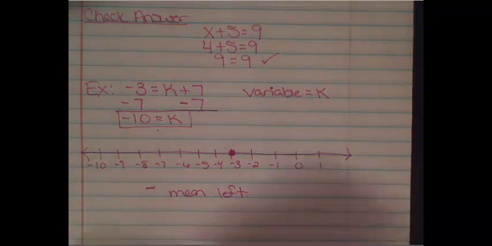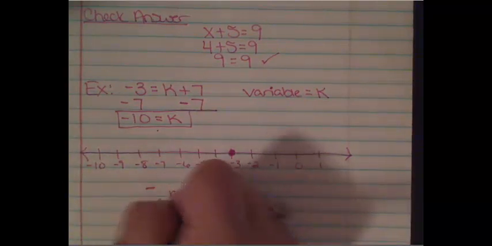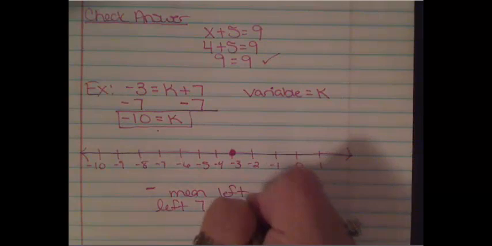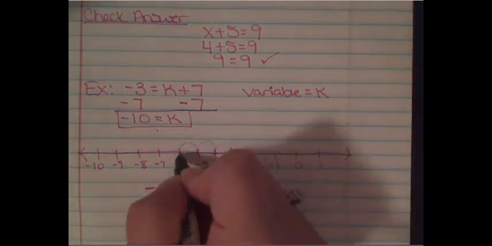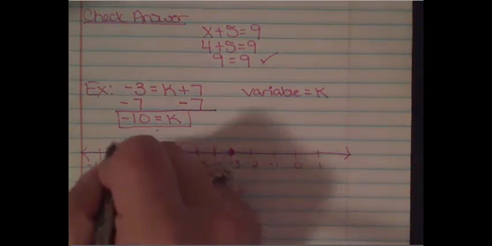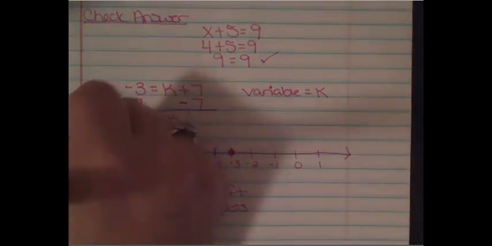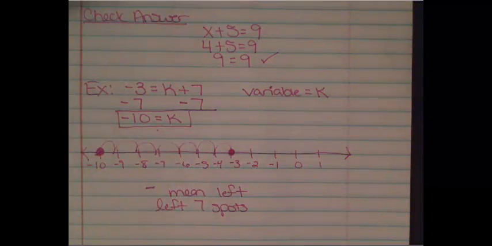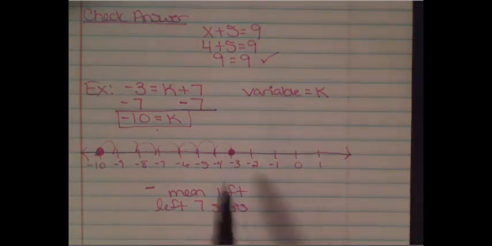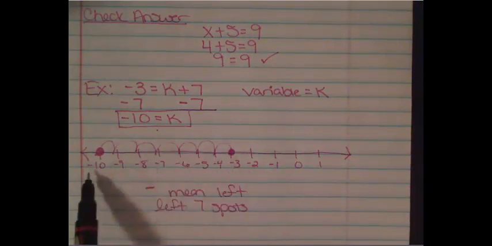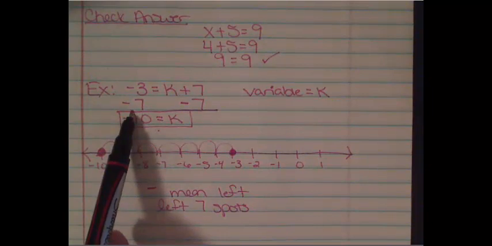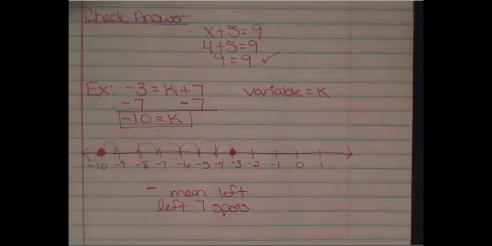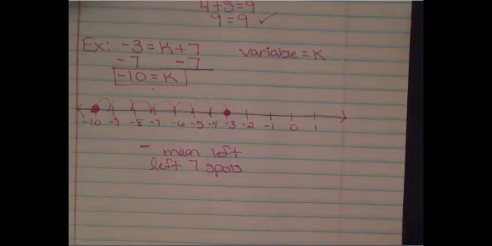So that means we need to go left 7 spots, is how to think about that. Which means we go 1, 2, 3, 4, 5, 6, 7. And we would end up right here at negative 10. So if you're more of a visual learner, that's kind of how you can see how we got from negative 3 to negative 10 with this minus 7. Okay? But let's check our answer, because that's always the last step that we want to do.